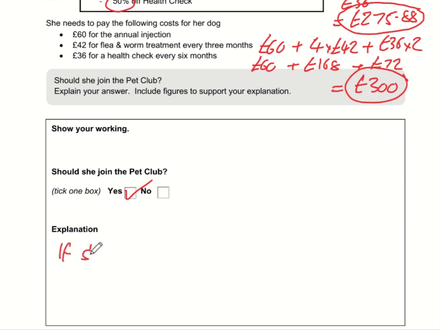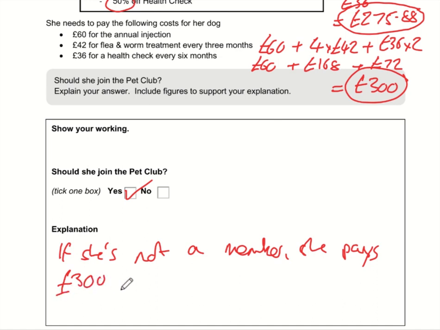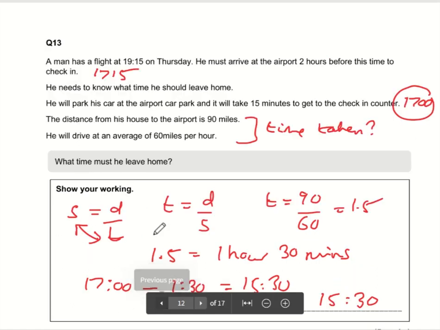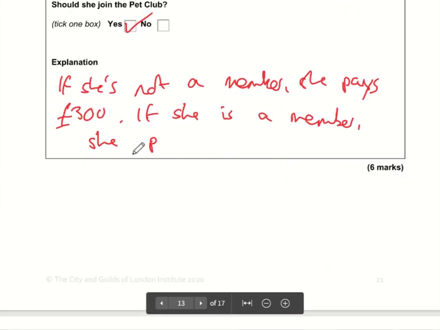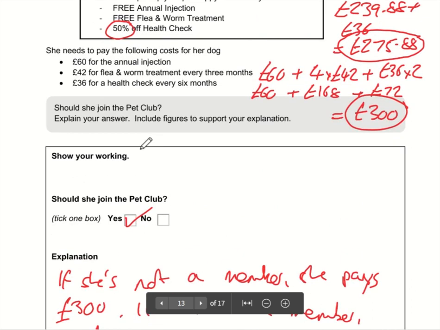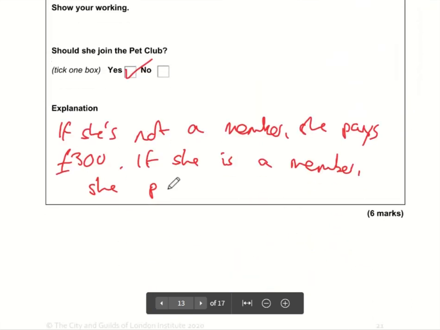if she's not a member. Just trying to think of a quick way to word this. I find these explanations quite irritating. To be honest, if she's not a member, she pays 300. If she is a member, she pays, what was it? 275.88.